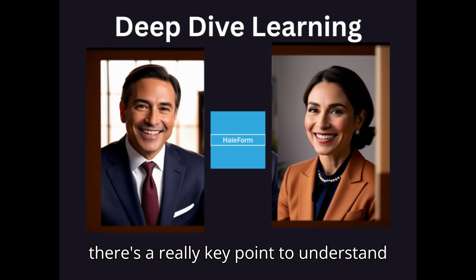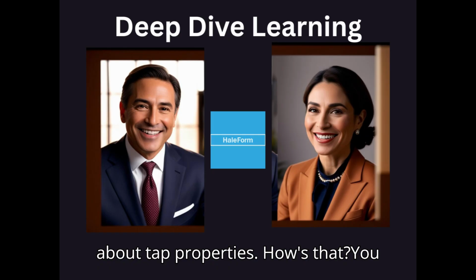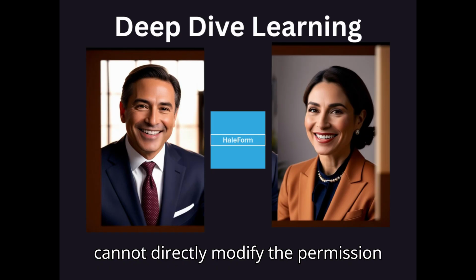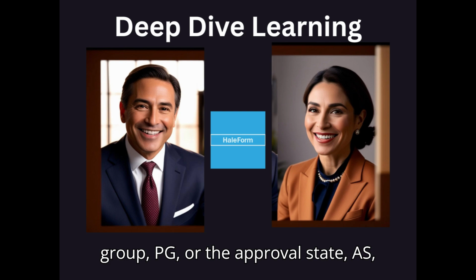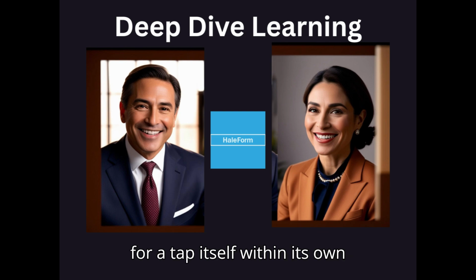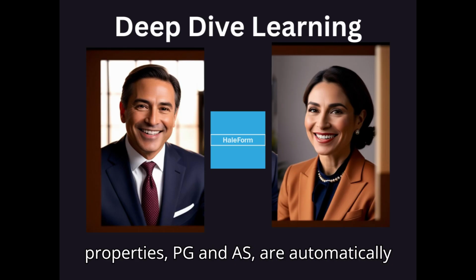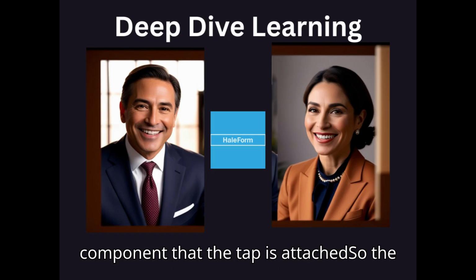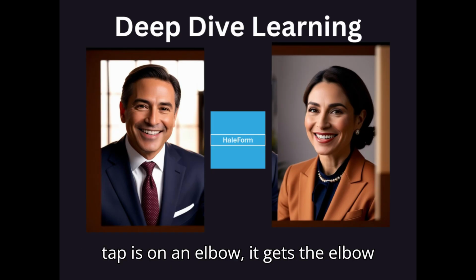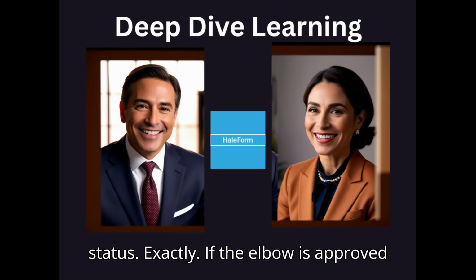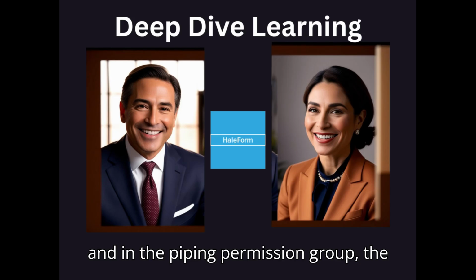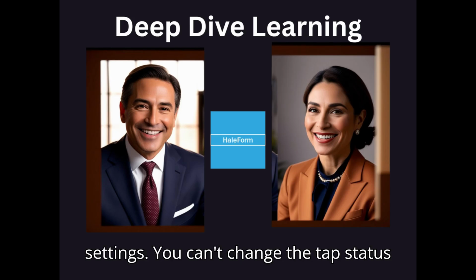However, there's a really key point to understand about tap properties. What's that? You cannot directly modify the permission group, PG, or the approval state, AS, for a tap itself within its own properties dialog. No, why not? Where does it get those from? Those critical properties, PG and AS, are automatically inherited directly from the parent component that the tap is attached to. So the tap is on an elbow, it gets the elbow status. Exactly. If the elbow is approved and in the piping permission group, the tap automatically has those same settings. You can't change the tap's status independently.